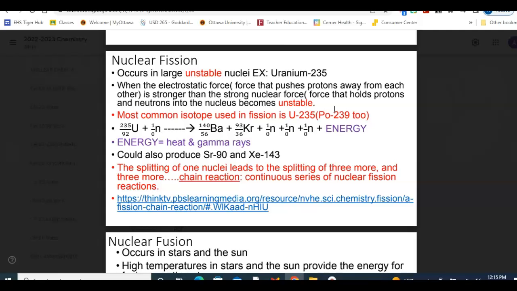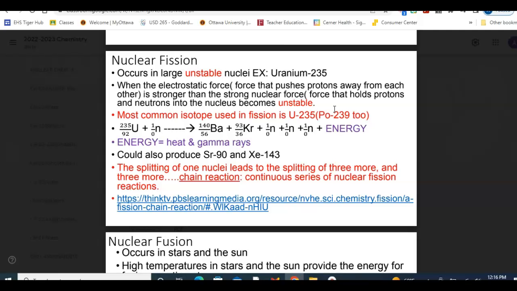So when there is an unbalance between these forces, the nucleus becomes unstable. The most common isotope to undergo fission reactions is uranium-235, plutonium-239 as well. So this is basically what happens. You have this uranium-235 isotope.